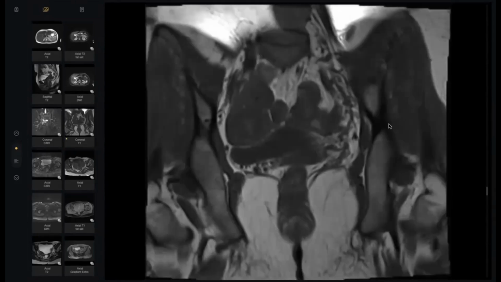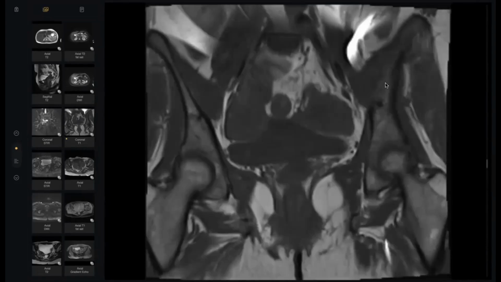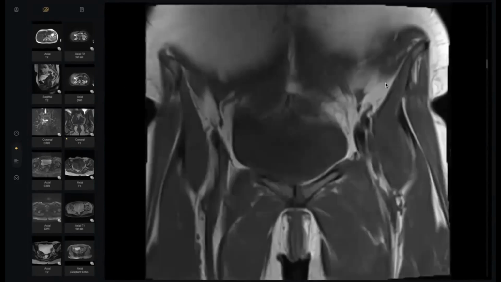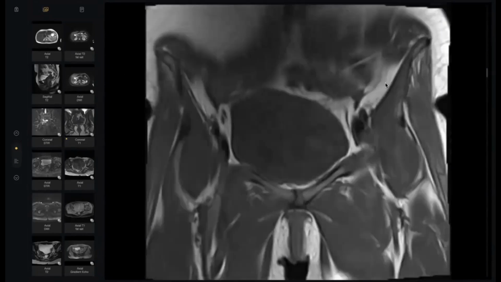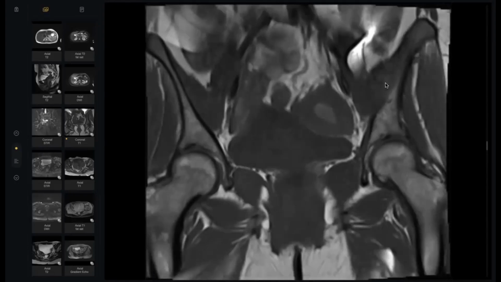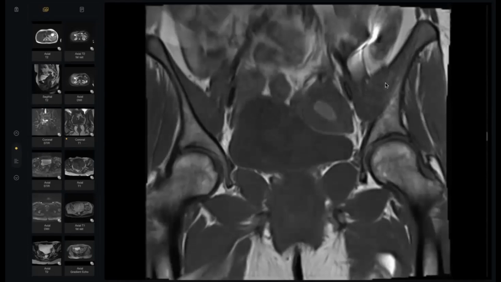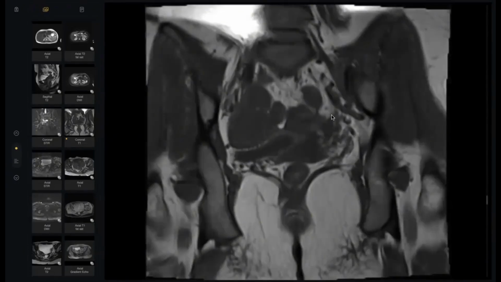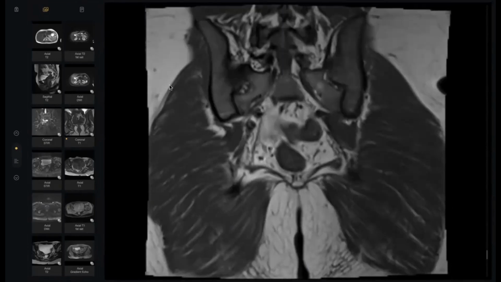In this coronal image in the same patient, the uterus is bulky. There are a few nodes seen in the superficial inguinal region. There is hyperintensity seen within the uterine cavity. What else? There are prominent parametrial vessels.